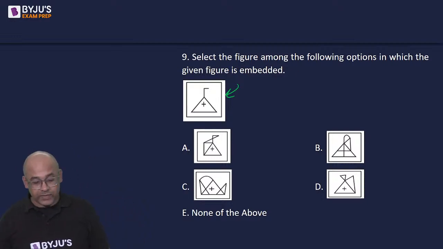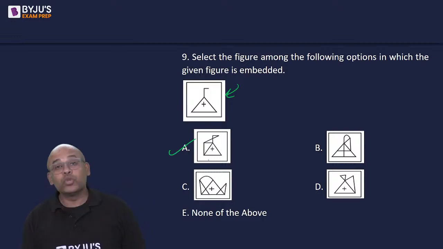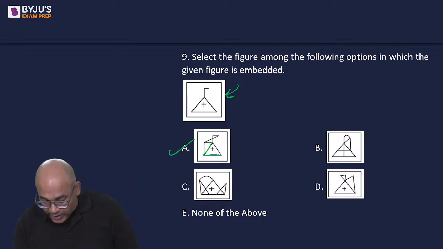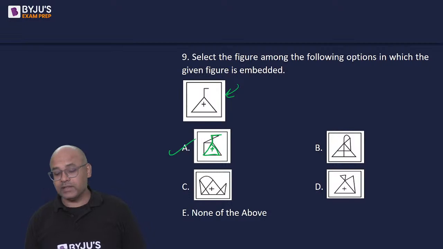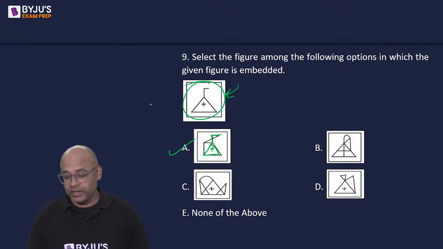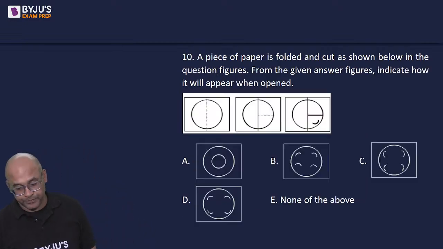Alright, so yes, once again the correct answer is option A. Too many option A's today. So you have this, this and this. Nowhere else is it present. That is what you have over here. Hence the correct answer is option A.